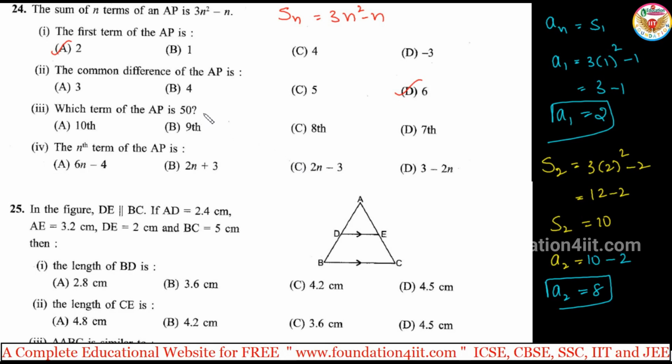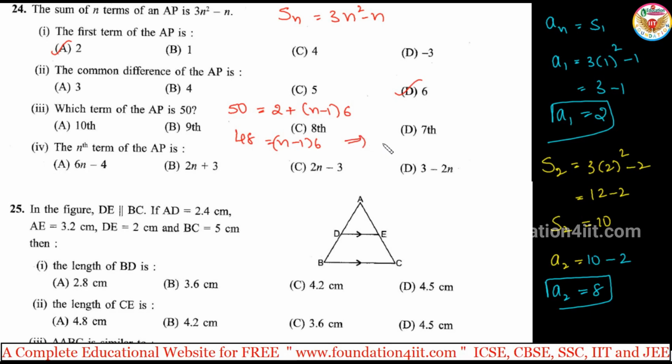And which term of the AP is 50? So An is equal to 50. That means 50 is equal to a plus n minus 1 into d. a we got 2, plus n minus 1 into d. d we got 6. So continuing the problem, take to the left: 50 minus 2, 48 is equal to n minus 1 into 6. So from this, n minus 1 is equal to 48 divided by 6. Just you can simplify, 48 divided by 6. Then n is equal to, okay, this is 8.